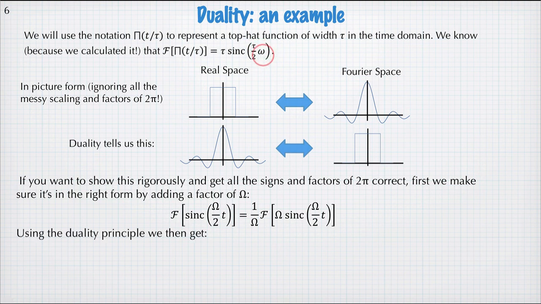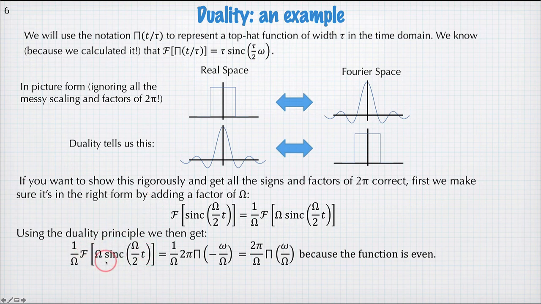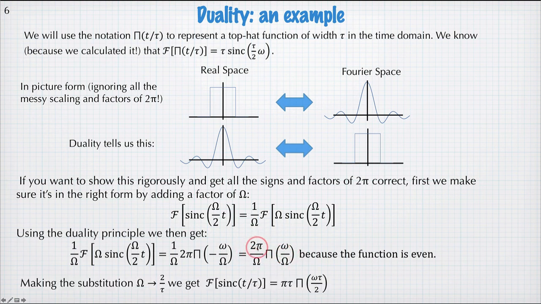So using the duality principle, we get that the Fourier transform of this must be 1 on omega times 2 pi top hat of negative omega on big omega, which we can simplify a little because this function is even, so the minus sign here has no effect, and we get this function here. It's a top hat function because we know it has to be a top hat function, but now I've got the factor of 2 pi correct as well. And we can make a substitution here that big omega is 2 on tau, if we wish, and then we get that the Fourier transform of sinc of t on tau is pi tau top hat of little omega tau on 2.